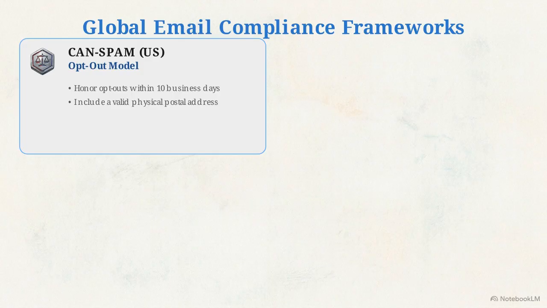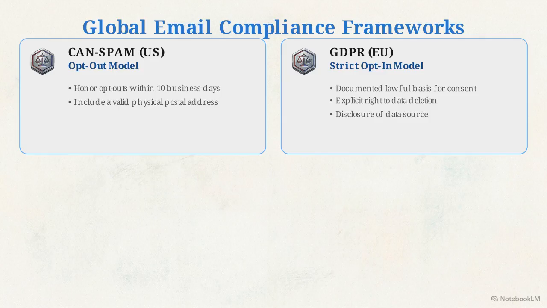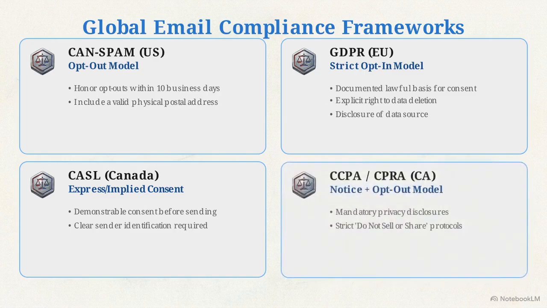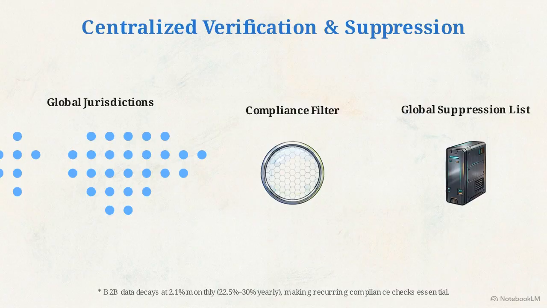The European framework is stricter. GDPR enforces an opt-in model, requiring a documented lawful basis for consent and the explicit right to data deletion. Canada's CASL framework requires demonstrable express or implied consent before any commercial messages can be sent. And in California, the CCPA and CPRA operate on a notice and opt-out model, mandating strict handling protocols for do not sell or share requests. Navigating these distinct jurisdictional lines requires a vendor that sources exclusively from permission-based data and meticulously maintains global suppression lists.